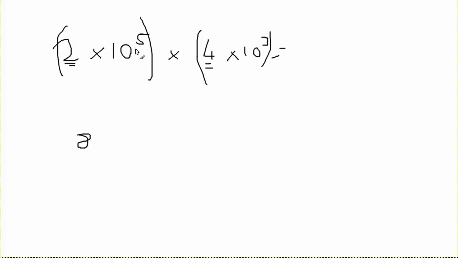And then if you remember index laws, we take our index up here and we add them. When you multiply indices, you add them. So if you've got 10 to the 5 multiplied by 10 to the 3, it becomes 10 to the 8 because 5 plus 3 is 8. So we go like that. Voila, or voila if you want to sound normal.